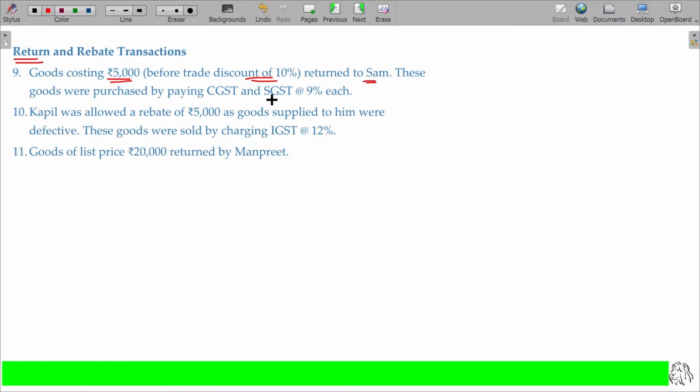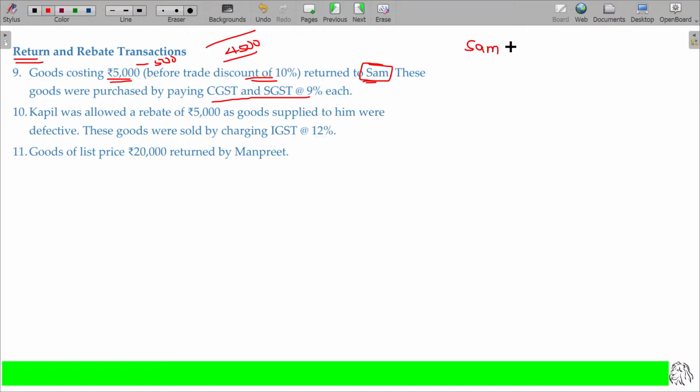Goods costing 5,000 before trade discount 10% returned to Sam. These goods were purchased by paying CGST, SGST at 9%. Purchase return. So before trade discount, then trade discount 500 is subtracted. This value is only 4,500. Purchase return should be credited. Purchase is debit, purchase return is credit. Then automatically to that extent, Sam will reduce the amount payable to him.